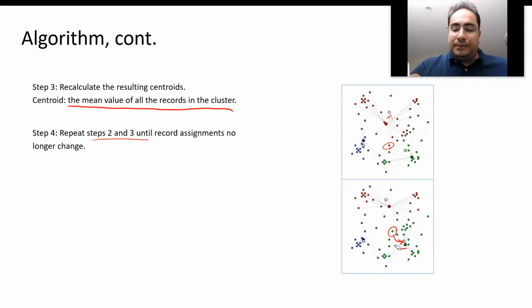Okay, so we repeat these 2 steps, assigning samples to centroids and then moving the centroids to the center of those clusters. And at the end, we stop when record assignments no longer change. So the mean could change sometimes, and it may wobble a little bit, but at some point everything stabilizes and no records are changed. That's where we stop.